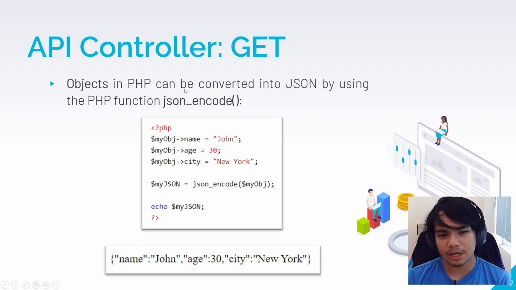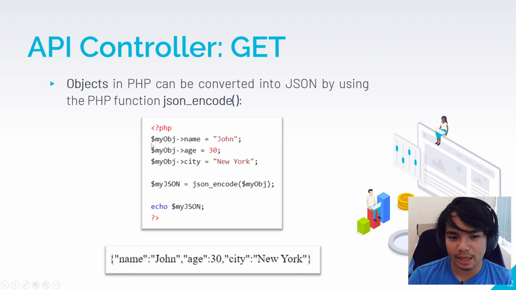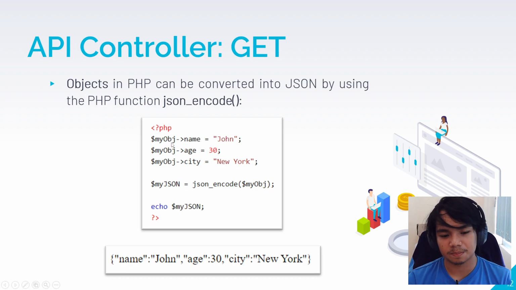Objects in PHP can be converted into JSON by using the PHP function json_encode. So we have here an object named myObject. It has the properties name, age, and city, and these are the contents. Name has a value of John, age has a value of 30, city has a value of New York. If you want to convert that into JSON, we'll just be using json_encode, then the object, in this case myObj. And the result will be like this one.